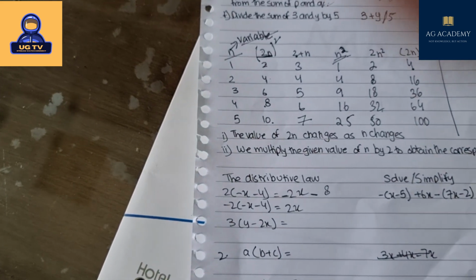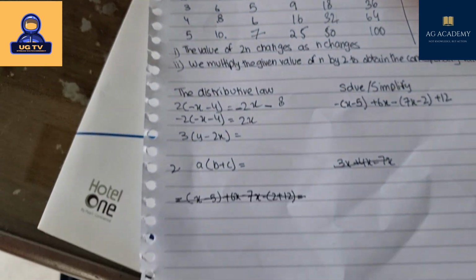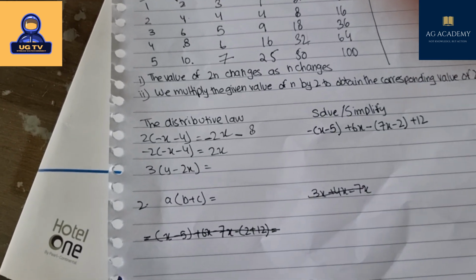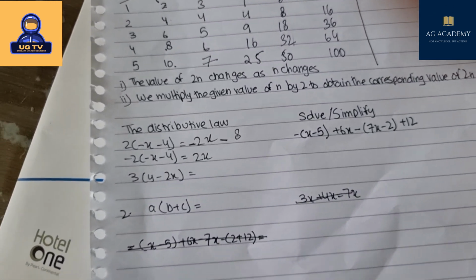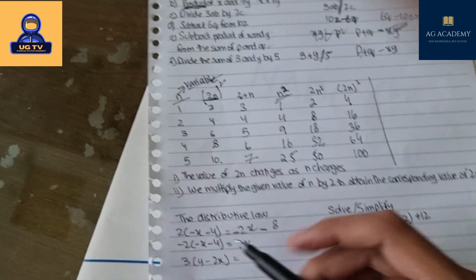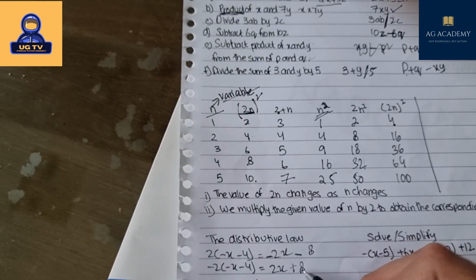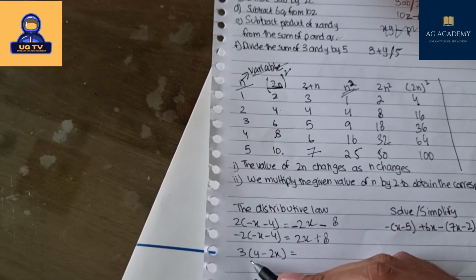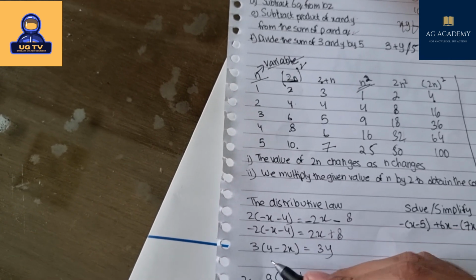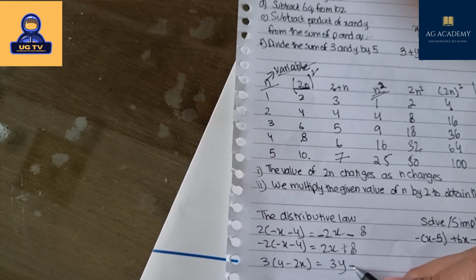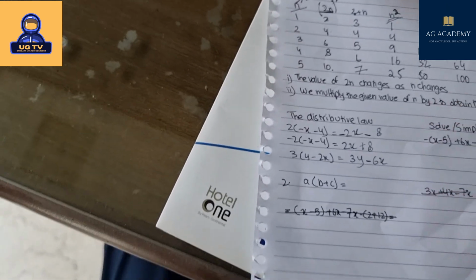We do know the concept that if you have the product of two negative numbers, it always ends up giving you a positive number. So negative 2 into negative 4 is equal to 8, positive 8. 3 into y is equal to 3y, and 3 into negative 2x is going to be 6x. Again, if I made any mistake, do let me know.